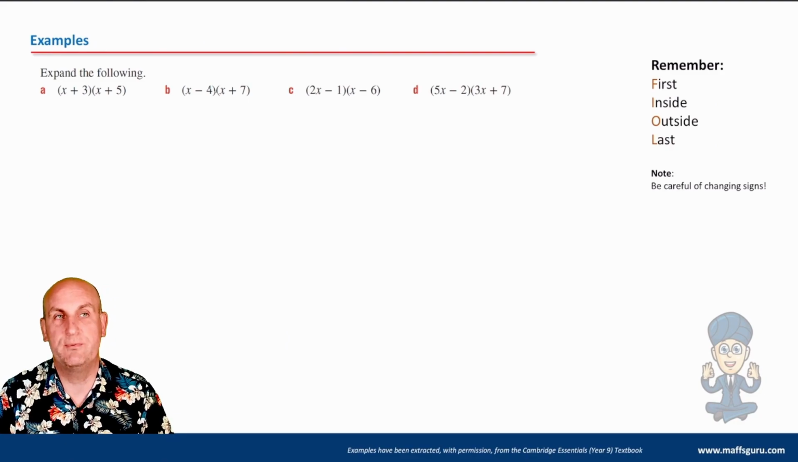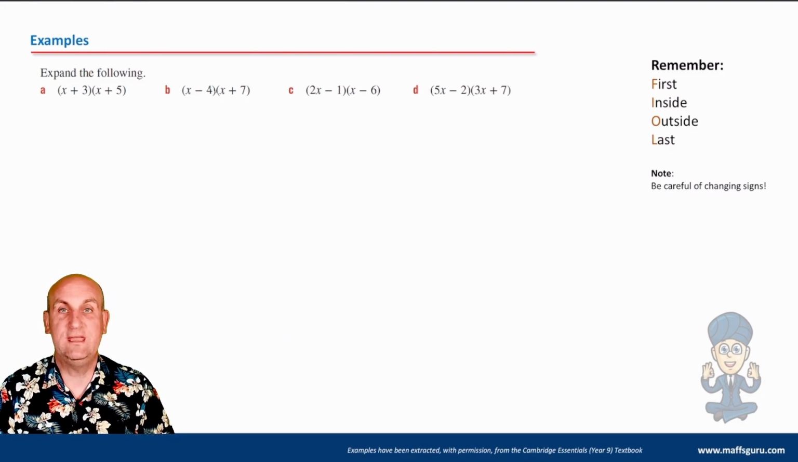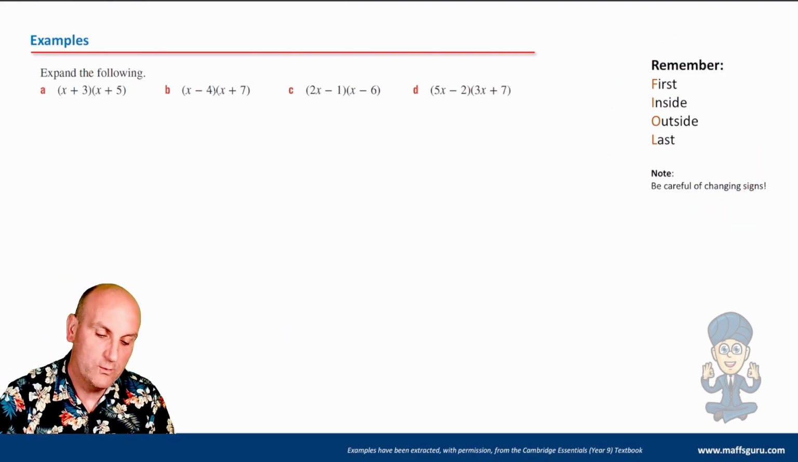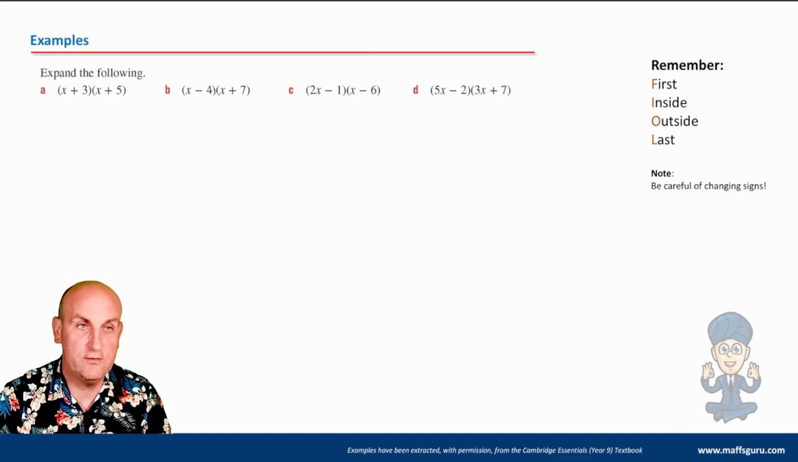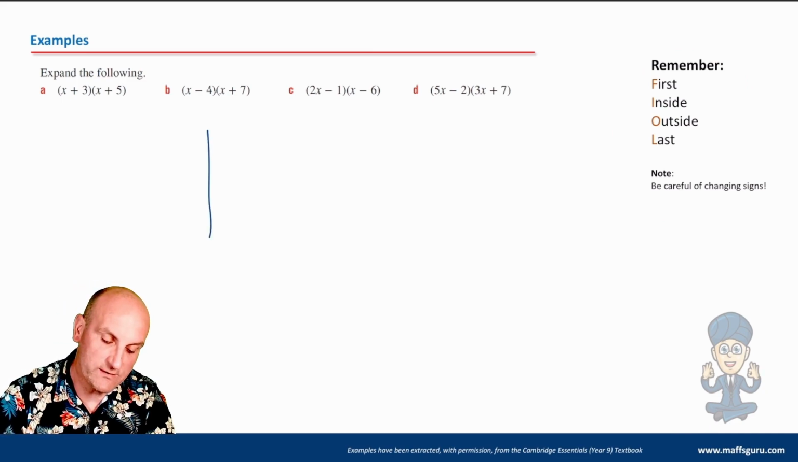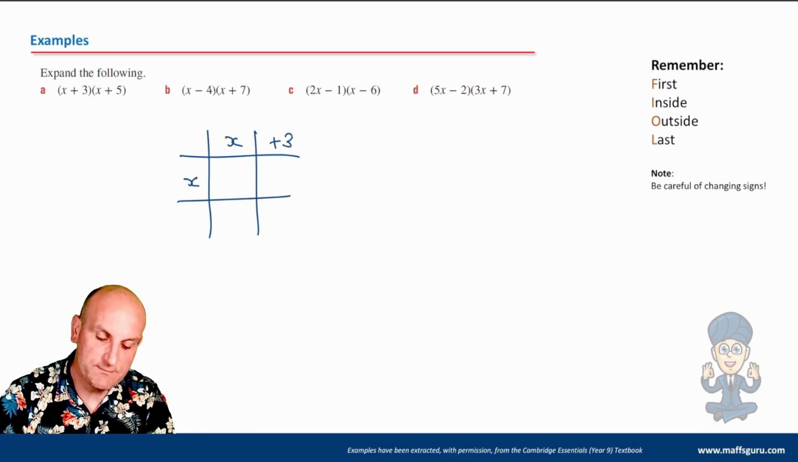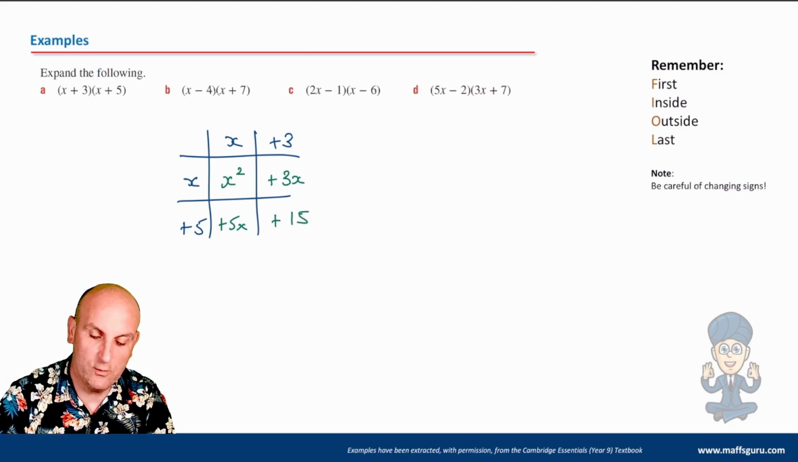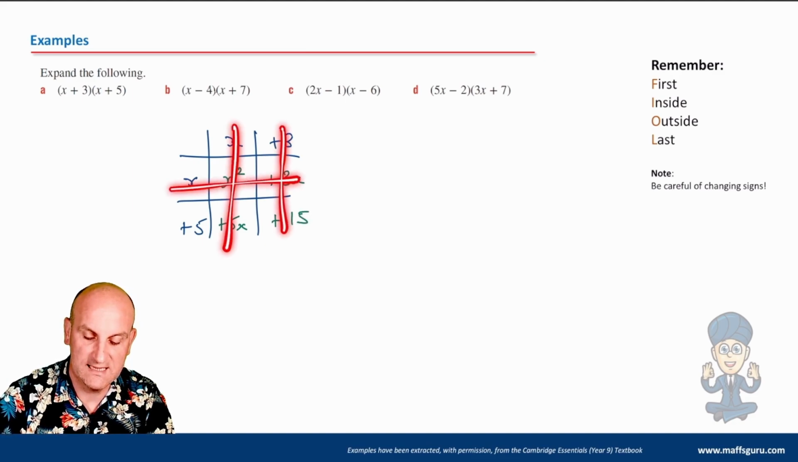So here are some examples. Expand the following. We can use FOIL if you want to, or we can use the grid method as well. I'm going to do the grid method for x plus 3 and x plus 5. That one gives me x times x, which is x squared, plus 3 times x is plus 3x, plus 5 times x is plus 5x, and that will give me plus 15. Again, all I'm doing is multiplying things together.